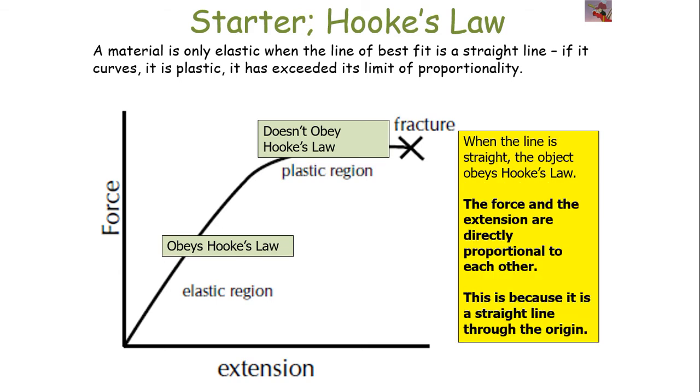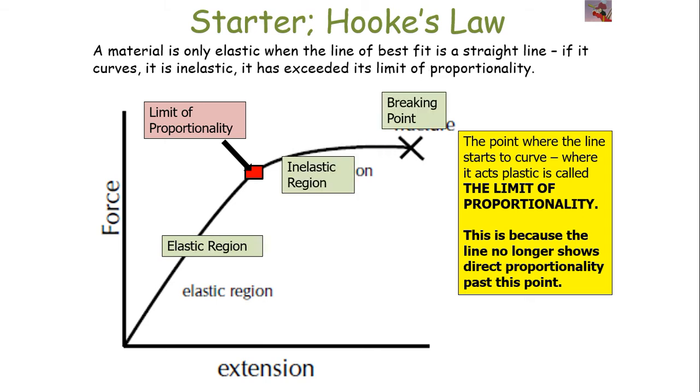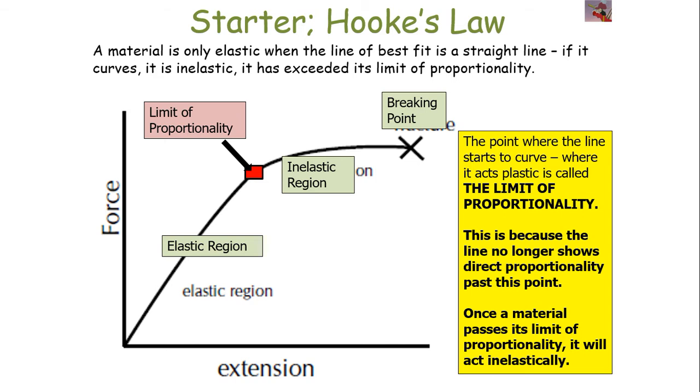Now, as we mentioned before, if it's obeying Hooke's law, force and extension are in direct proportion, it's a straight line through the origin. Now, the limit of proportionality is where the line starts to curve, when it starts to act as an inelastic. So it's no longer showing direct proportionality because it's not a straight line through the origin. And then eventually, once you have a certain amount of deforming force, the material will reach breaking point. Once the material passes that limit of proportionality, before it hits the breaking point, it will be acting as an inelastic.